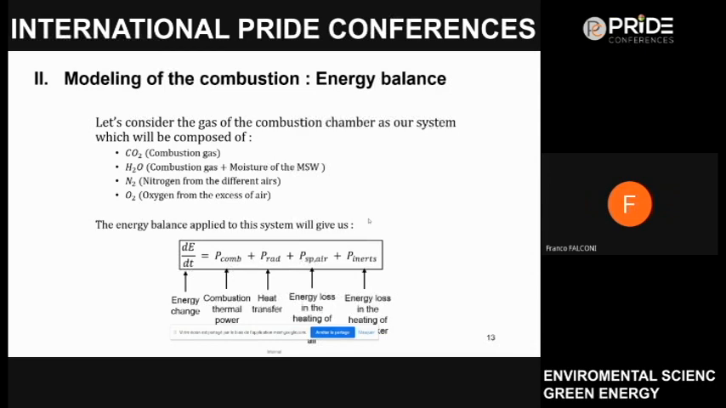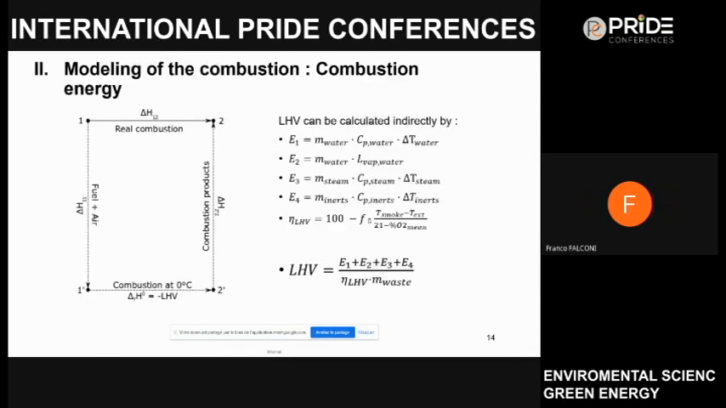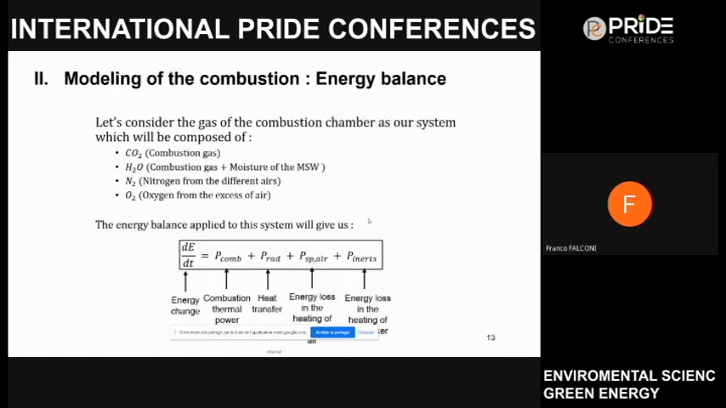And for the energy balance, we need to make an energy balance in order to estimate the temperature in the combustion chamber. And to do so, we are going to consider that the energy change is due to the combustion, the radiative heat transfer, the energy loss in the heating of the air that wasn't used for the combustion, and the inerts.